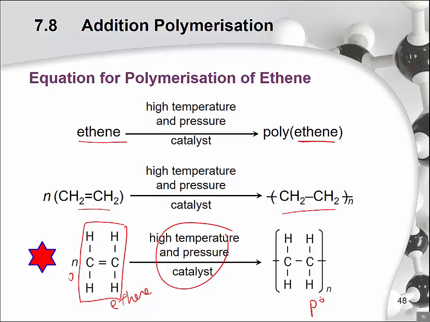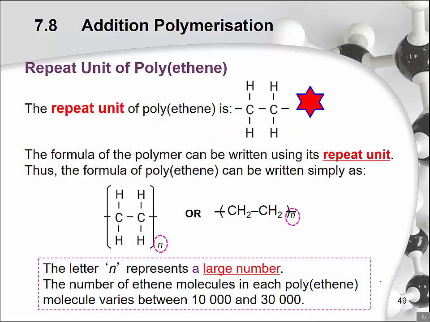Ethene becomes poly bracket ethene. Right, next one. The repeat unit is the C2H4. Do you realize there are two bonds at the side? Alright, this is a Lego piece where you can join. And the formula of polymer can be written using its repeat unit. For example, you put the repeat unit, put bracket, and put n outside. So by writing the repeat unit with n, that represents the polyethene already, and n represents a large number. So it can be between 10,000 to 30,000.